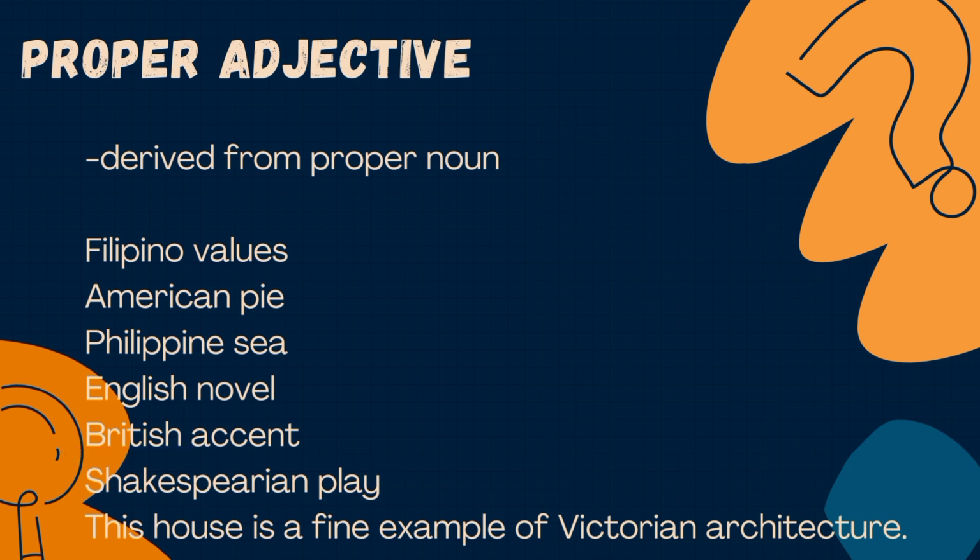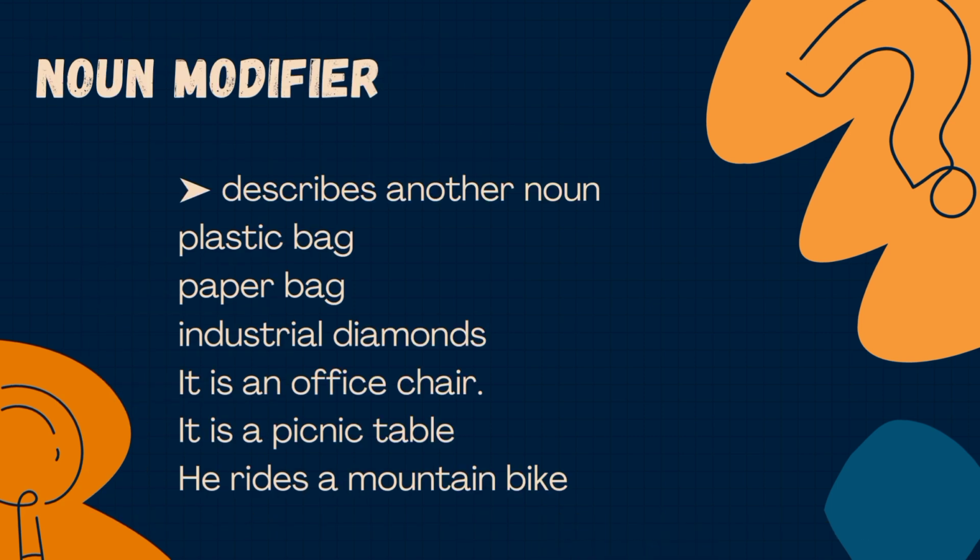This house is a fine example of Victorian architecture. Victorian is a proper noun. Noun modifier describes another noun. It provides more information about the noun, making it more specific or descriptive. Example, plastic bag. Plastic is the noun modifier describing the type of bag. Paper bag. Paper is the noun modifier describing the material of the bag.